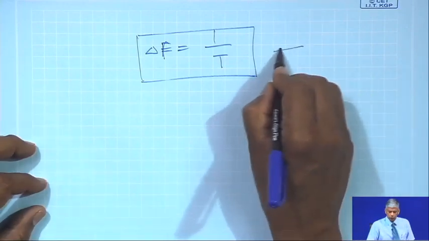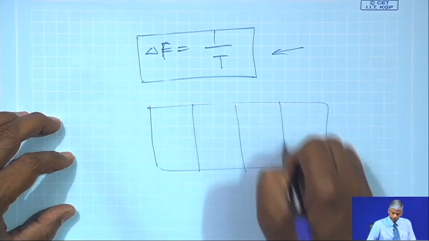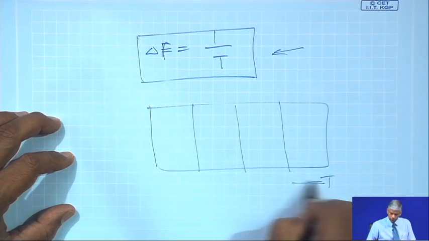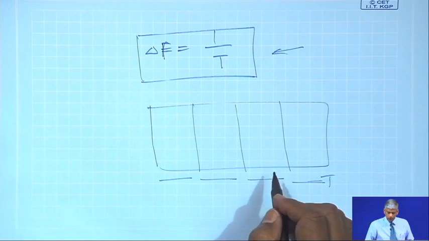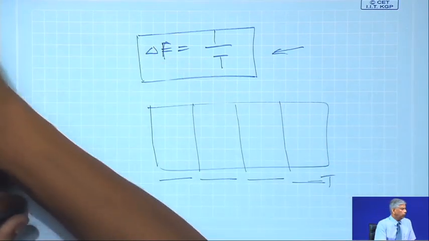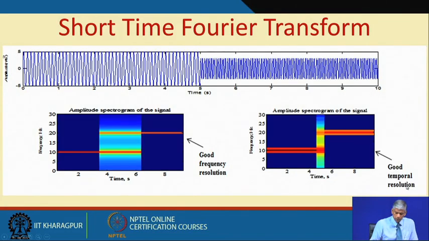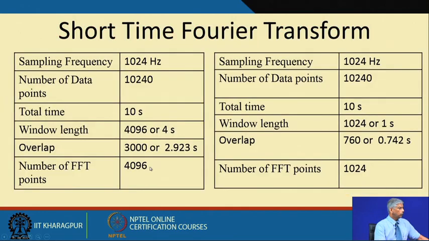So, this is true. I can break up into different windows and do FFT, but then I will have higher resolutions of delta f. Okay. So, this is what we see here. A good temporal resolution is fine in the time, but poor in frequency, or good in frequency, more in time. So, we will miss the characteristics of the signal. So, this is a problem which people face.